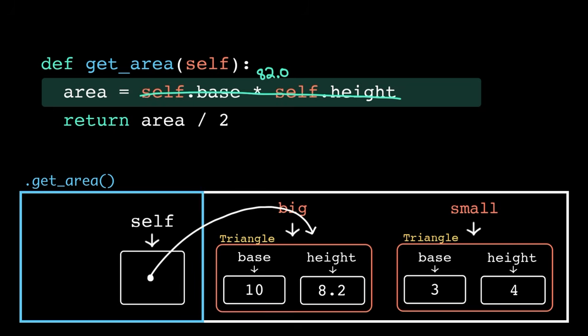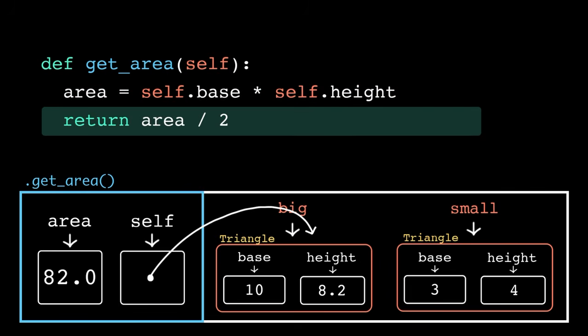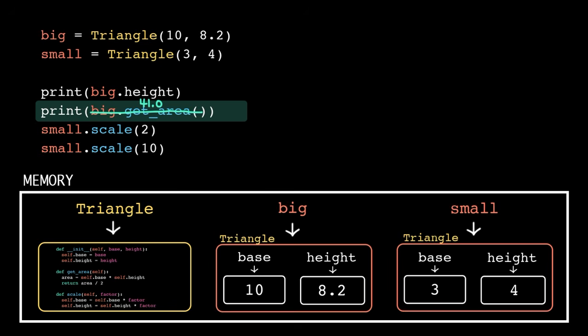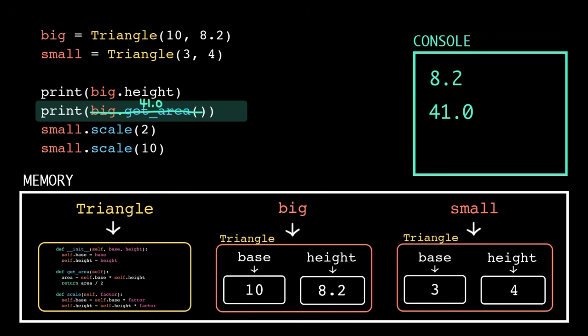We store that result in a new local variable area in our temporary stack frame. And our last line of this method, we divide that area by 2 and return that value back to the caller. And finally, we print it to the console.